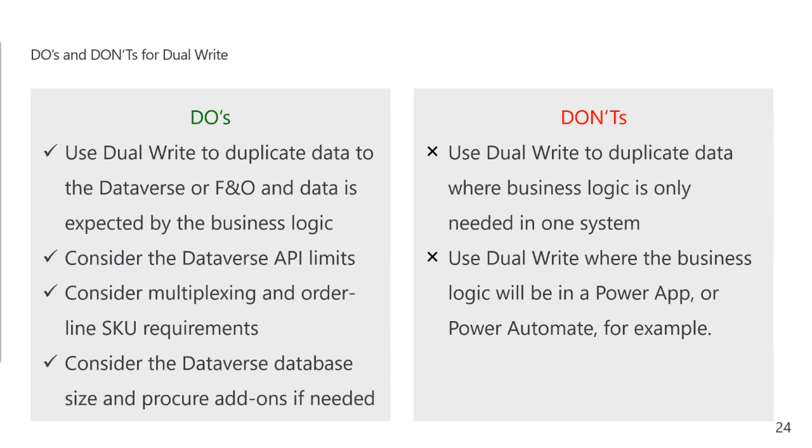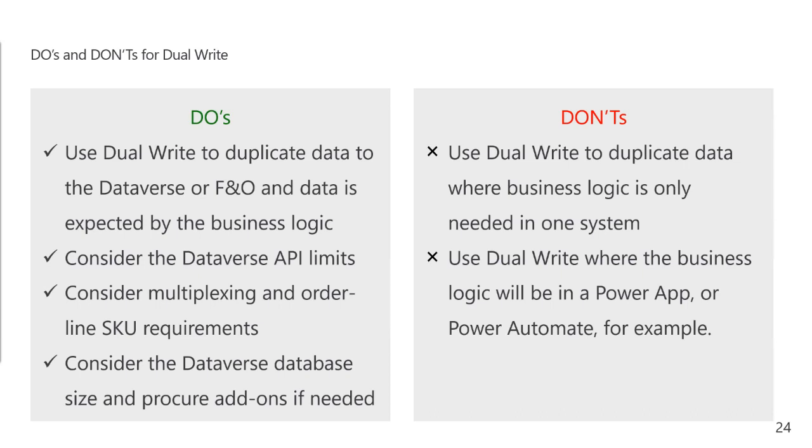So when you're using dual write with your industry accelerators, make sure that you use dual write to duplicate data. So you're going to copy that data from F&O into the Dataverse. And that data is expected by the business logic of both applications. You'll also want to consider the Dataverse API limits. So API limits still apply. And if you're really high transaction volume, you might need to buy up some additional licenses around that.